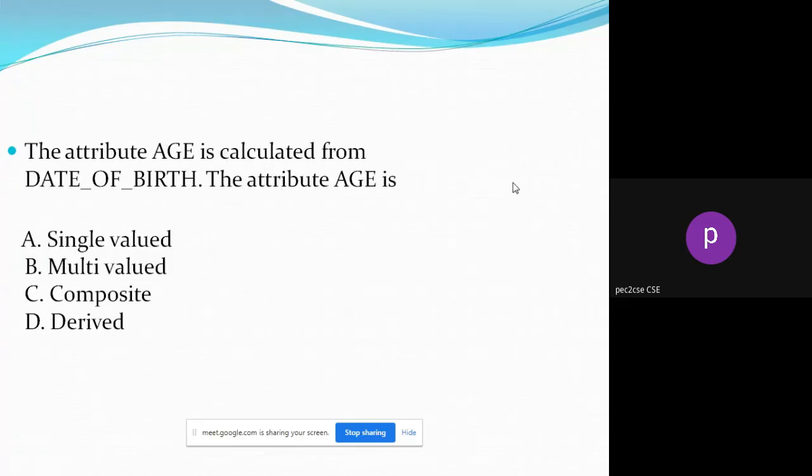Next, the attribute age is calculated from date of birth. Then the attribute age is derived. So I am getting answers from only four people. What are the others doing? I gave this example in the class itself. Age is a derived attribute.